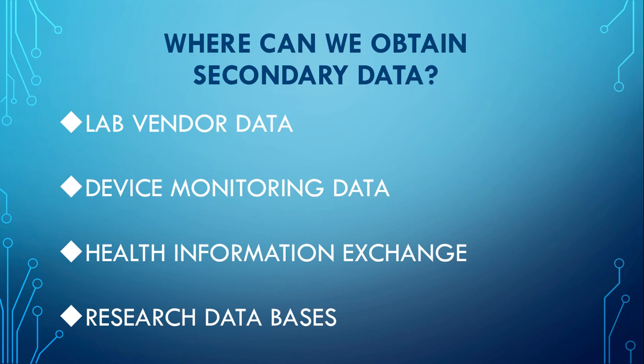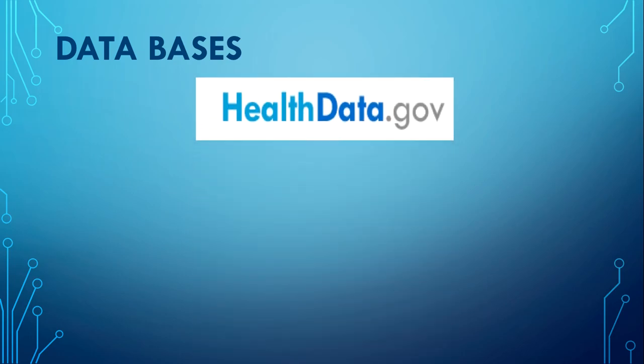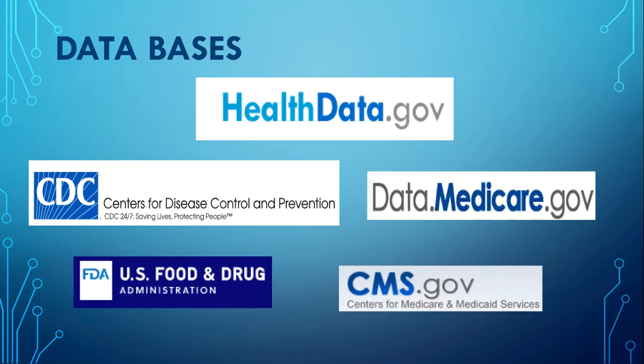Health information exchange may include participating healthcare provider organizations, insurance companies, labs, public health departments, and hospitals. And finally, the most common type are research databases. They may include national averages for specific health and nutritional factors, and identify state-level trends in chronic conditions or behaviors related to health. Examples of databases include healthdata.gov, the CDC, data.medicare.gov, the Food and Drug Administration, and CMS.gov.